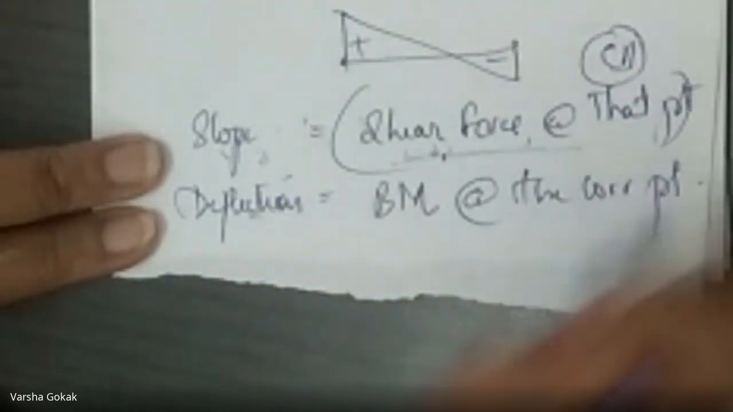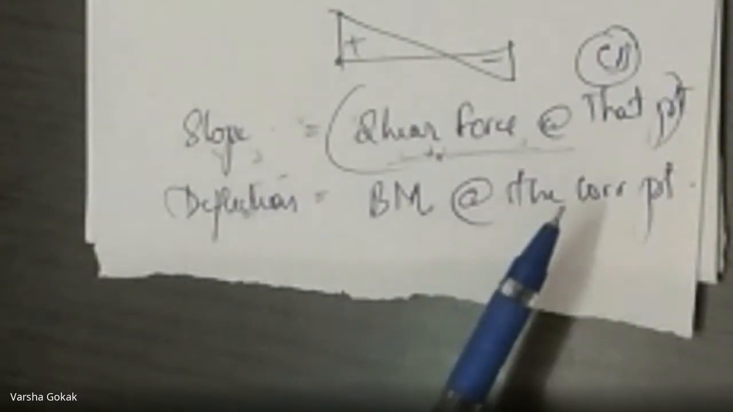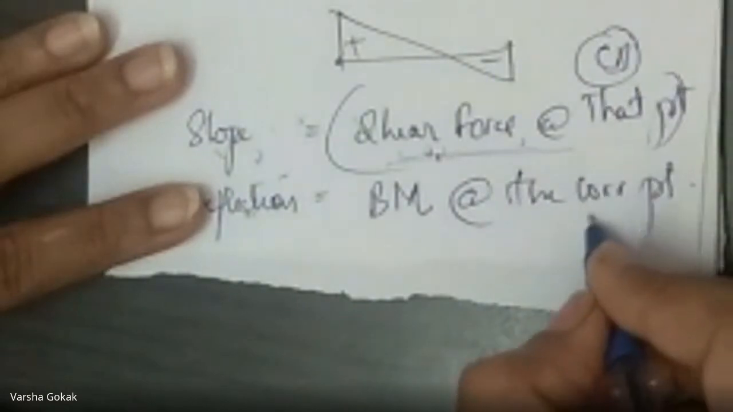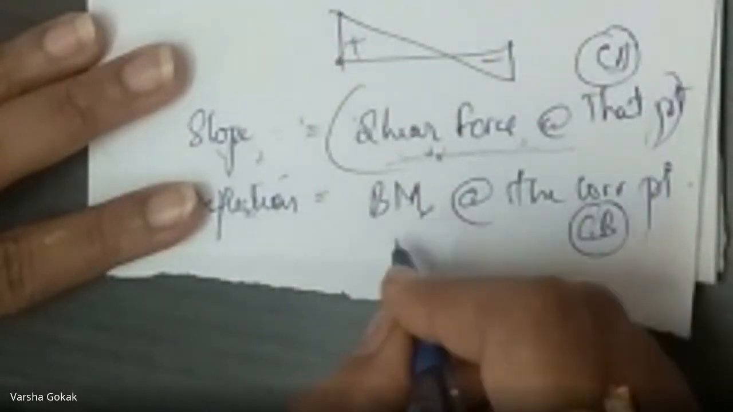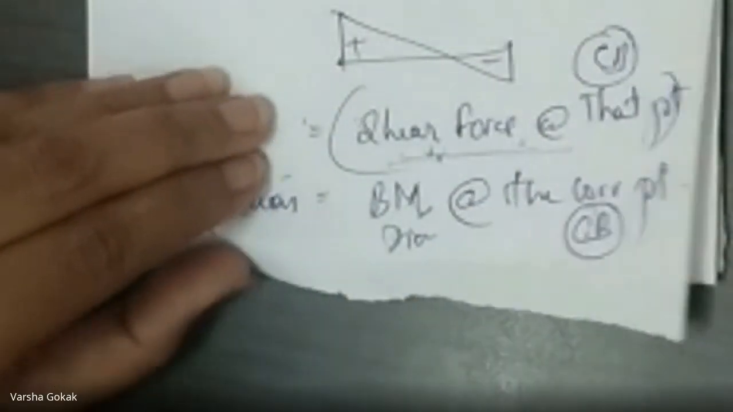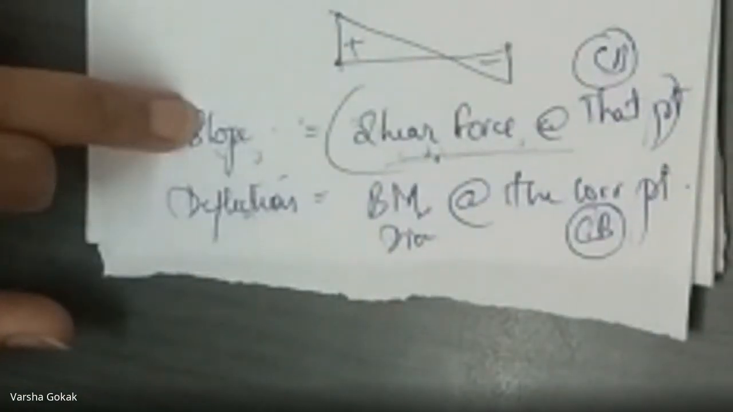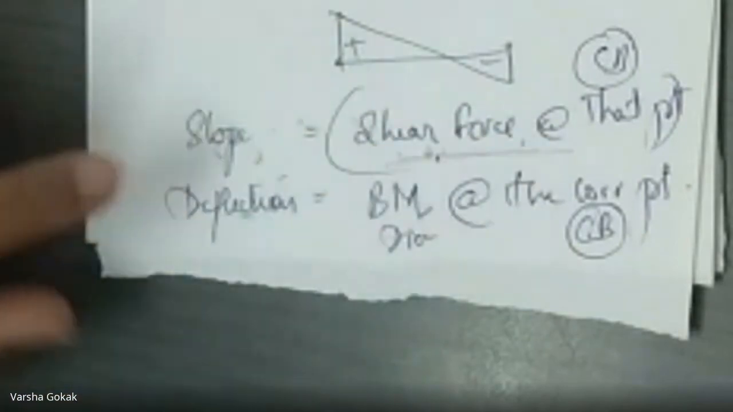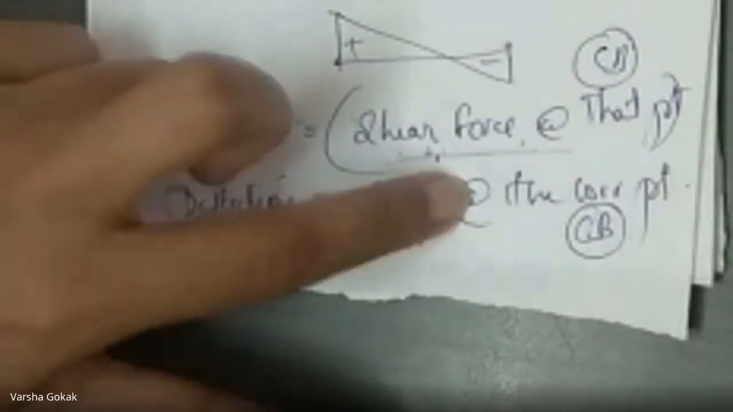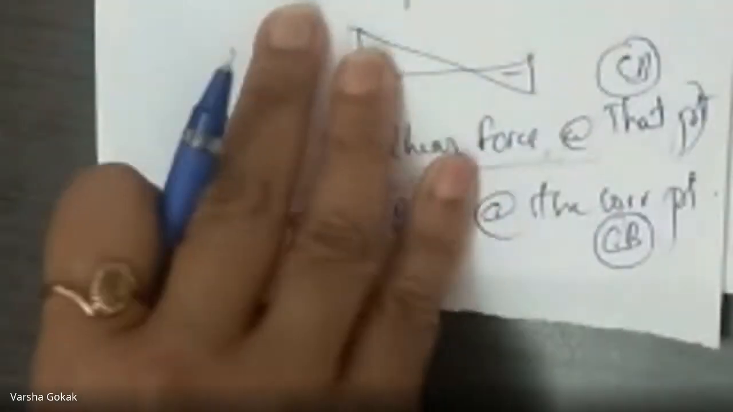Okay, the deflection is going to be equal to the bending moment at the corresponding point. Corresponding point of what? Of the conjugate beam. You can say bending moment diagram, or just bending moment is also fine. So numericals are how? If they ask you to find the slope, you will find the shear force at that point. If they ask you to find the deflection, you will find the bending moment at that point. Clear? So this was the basics.